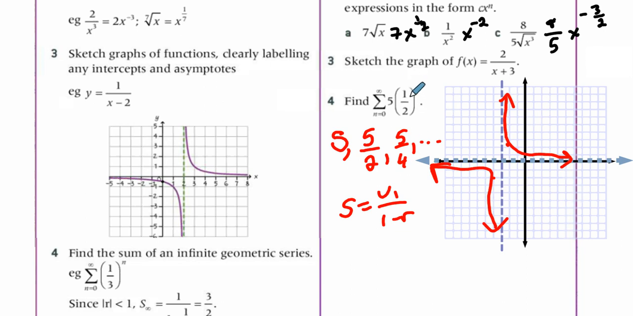And I can do this because my R value is 1/2. I can see it in my summation equation here, but I can also see from my first term to my second term, it's multiplying by 1/2, multiplying by 1/2, etc. So therefore S equals my first term in this sequence, which was 5, over 1 minus 1/2. So when I do that, it's 5 divided by 1/2. 5 divided by 1/2 is the same thing as 5 times 2 over 1. Good. So therefore, my infinite sum is 10.